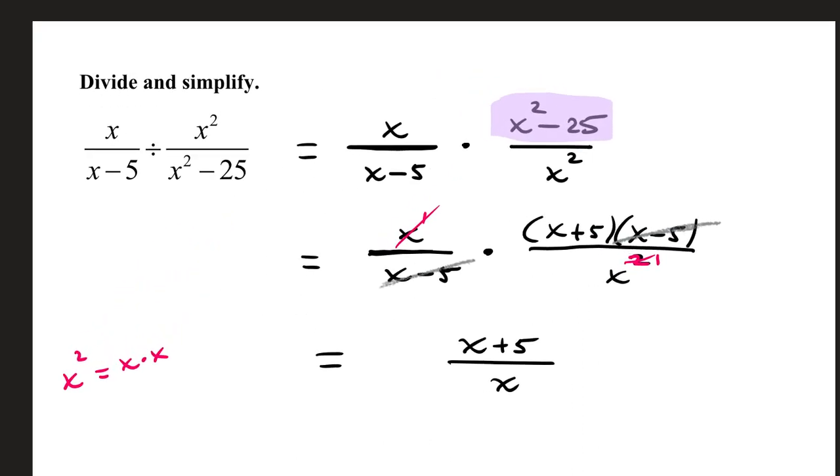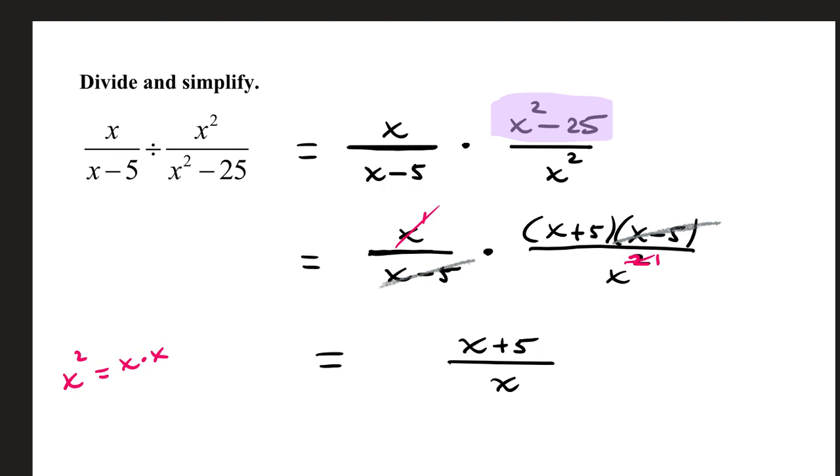If you're asked to divide, what I would recommend is immediately change to multiplication, flip the fraction on the right. x, we don't do any factoring with it. x minus 5, it only has a factor of 1 in common, so I don't even want to factor it. x squared minus 25, now that's a difference of two squares. That will factor as x plus 5, x minus 5. And then x squared, I'm going to make it come down here. It stays in the bottom right.